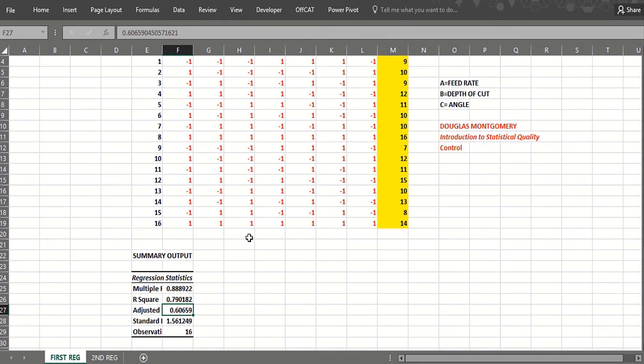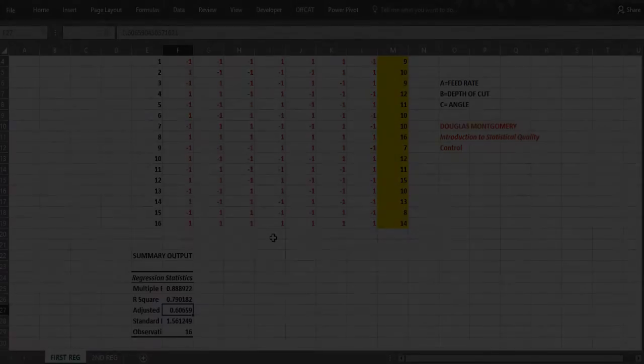These factorial designs, as they're called, are used a lot in manufacturing to try and figure out how to optimize a manufacturing process. And multiple regression makes it pretty easy to do.